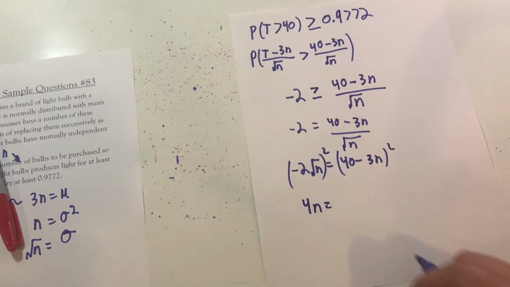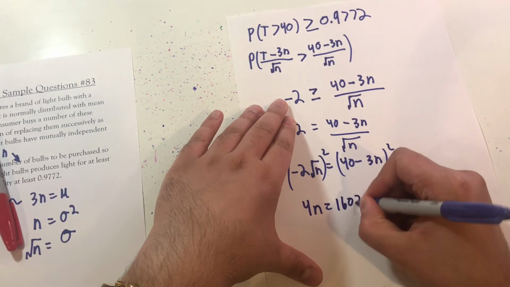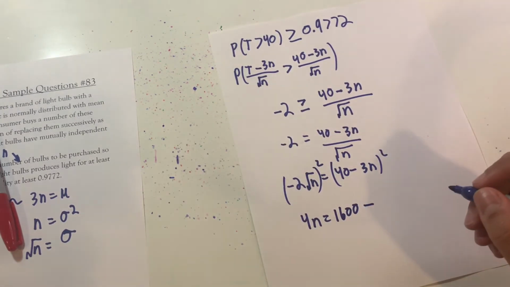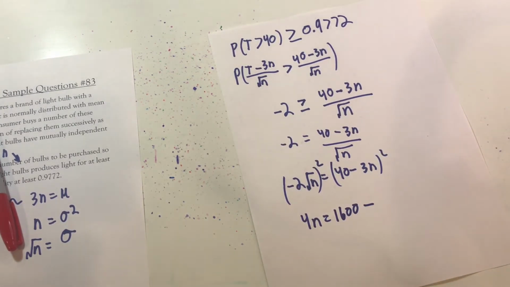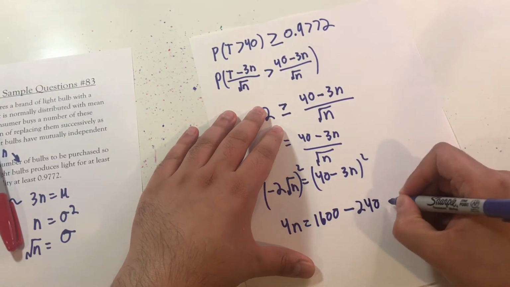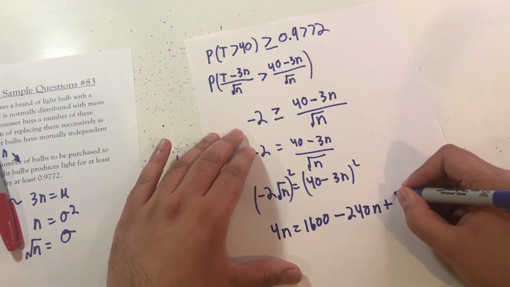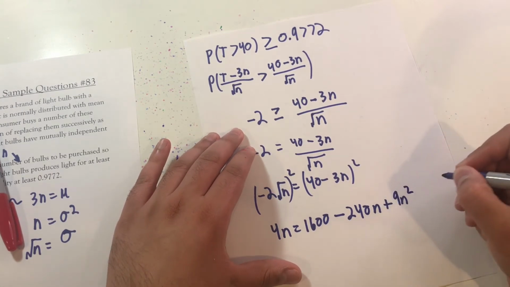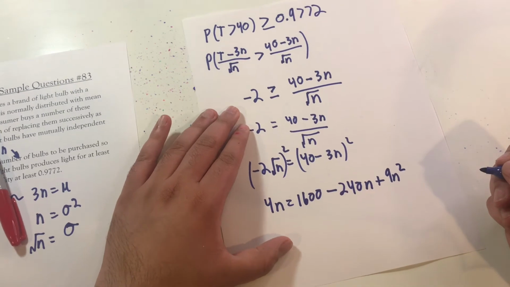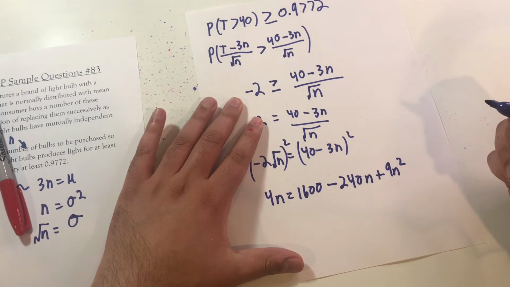40 squared, which is, I believe, 1600, right? Double checking. Yes, 1600 minus 240n plus 9n squared. That is a beautiful thing we just created. Okay, I'm going to bring this over to this side and rearrange this.